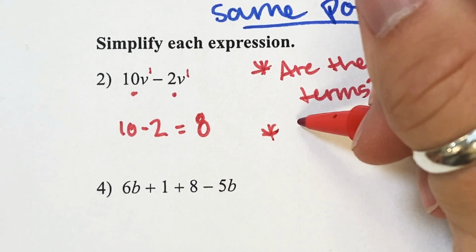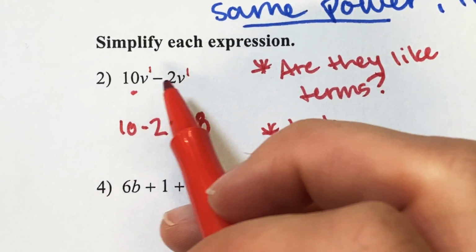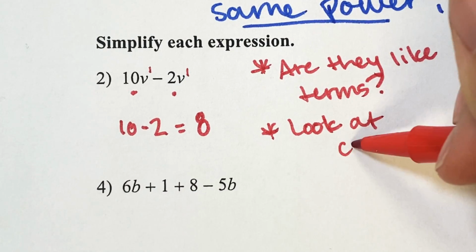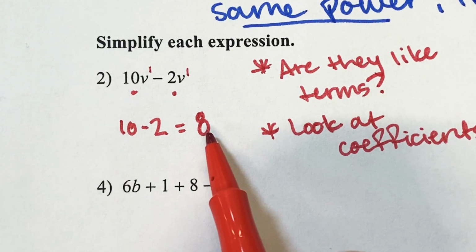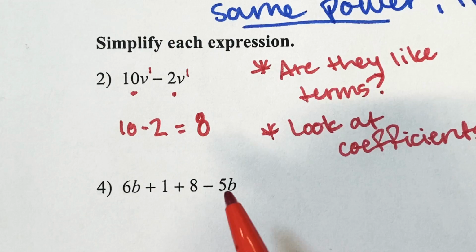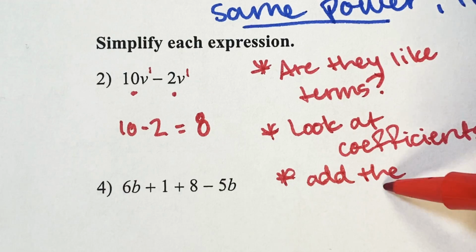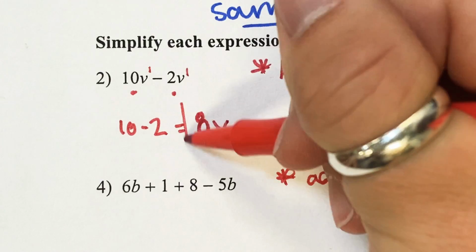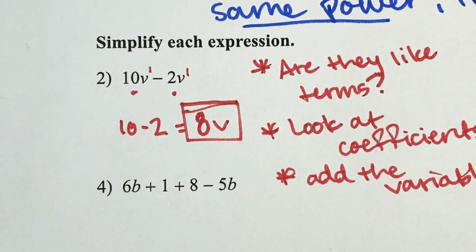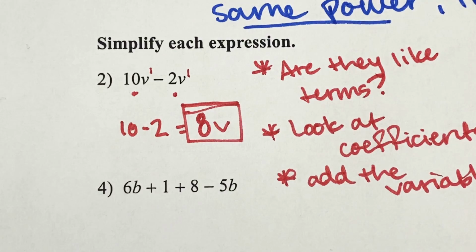The second step was to look at the coefficients, meaning look at the numbers in front. 10 minus 2, that's all you have to look at. Our last step, because our answer is not 8. 8 what? Our last step, add the variable. So just put the variable back on there. So what was it? 8v, or 8 violins. Ew, that's an ugly box. And that is our simplified expression. So we can combine 10v minus 2v to give us 8v.